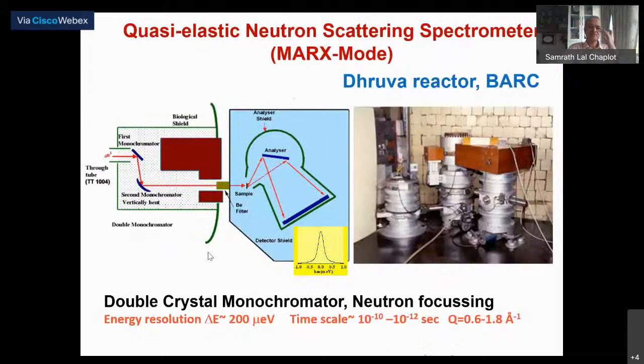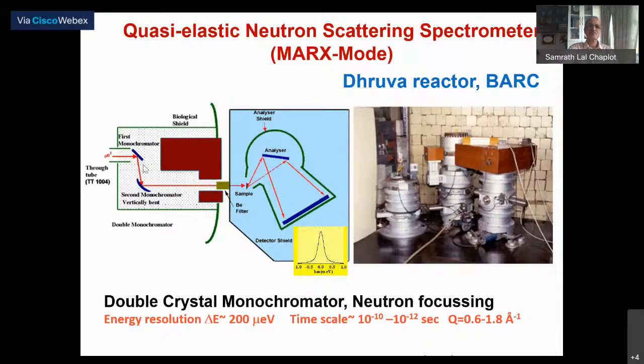Okay. And the typical features of this is in a way like a different variety of, not exactly a triple axis neutron spectrometer, but a spectrometer which is again based on crystals. So what you have here is a monochromator. It's a set of two monochromators.